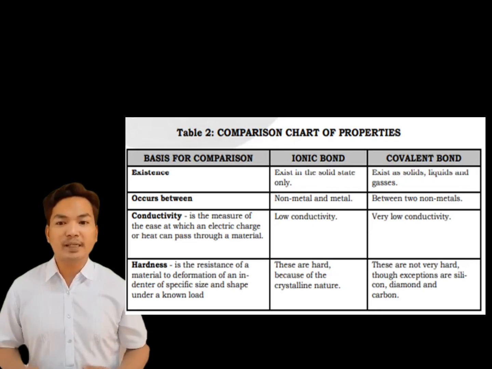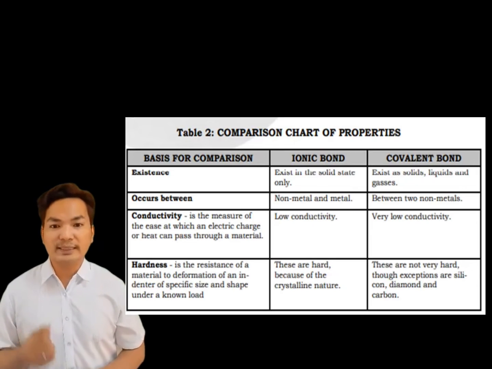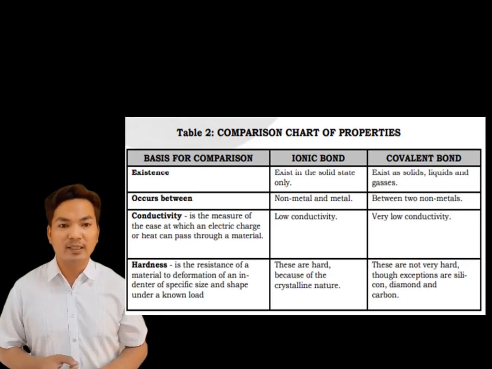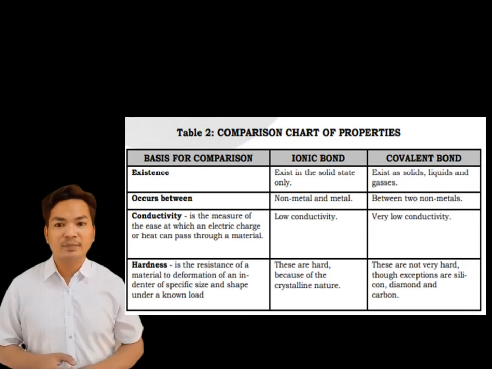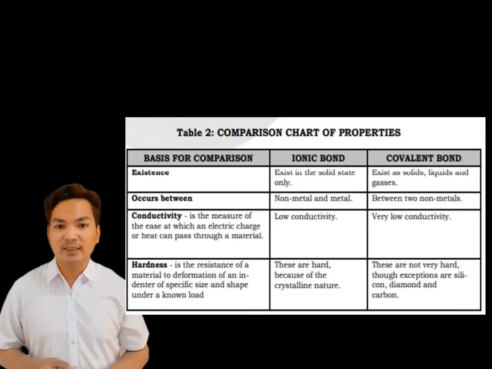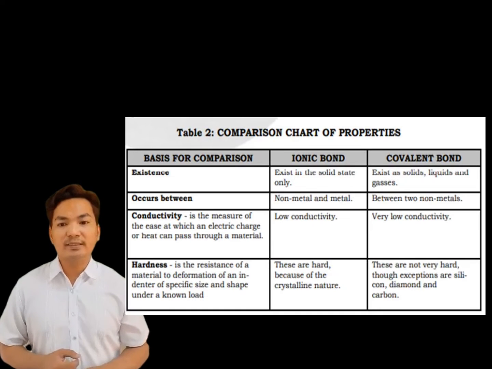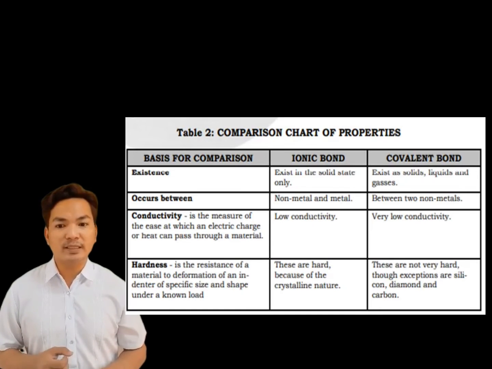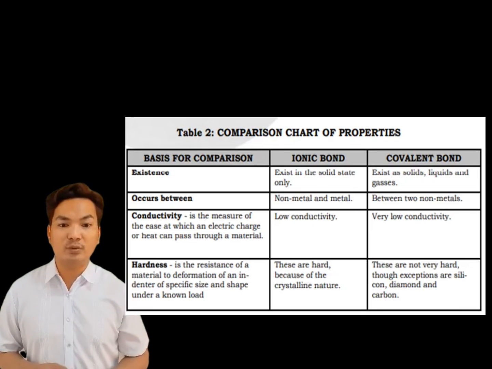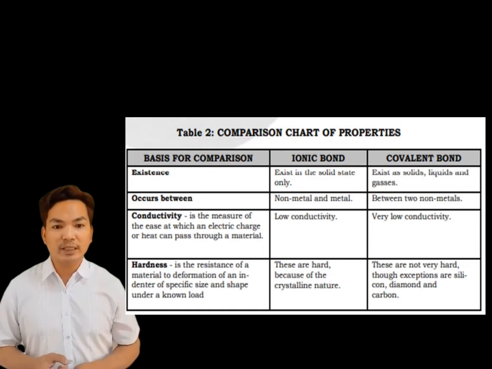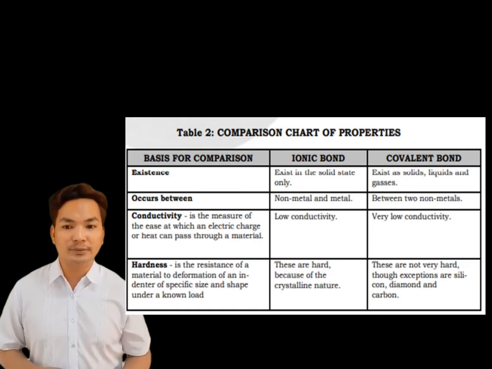So the basis for comparison first is existence. In ionic bond, it exists in the solid state only, while in covalent bond, it exists as solid, liquids, and gases. In ionic bond, it occurs between a non-metal and a metal. In covalent bond, it occurs between two non-metals. In conductivity, it is the measure of the ease at which an electric charge or heat can pass through a material. In ionic bond, the conductivity is low, while in covalent bond, the conductivity is very low.